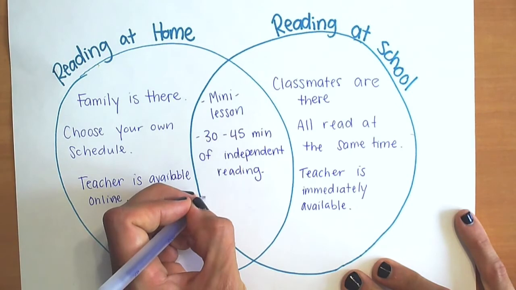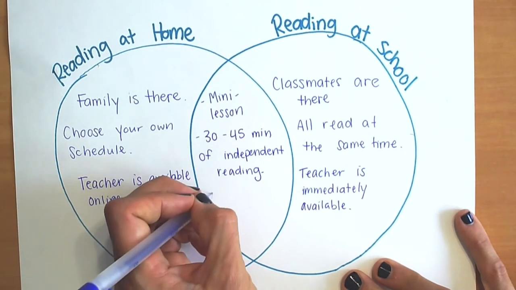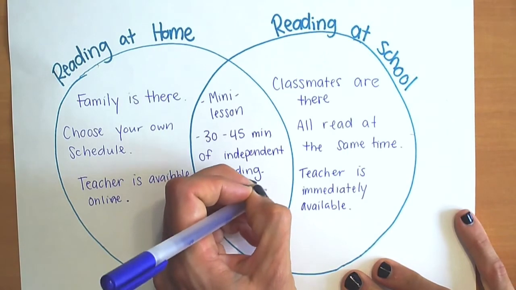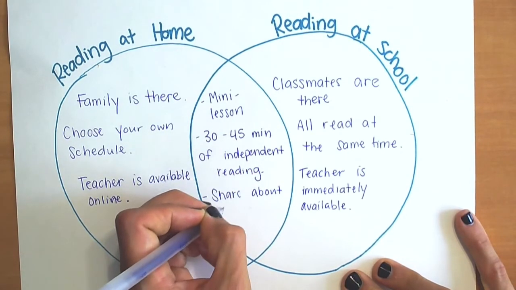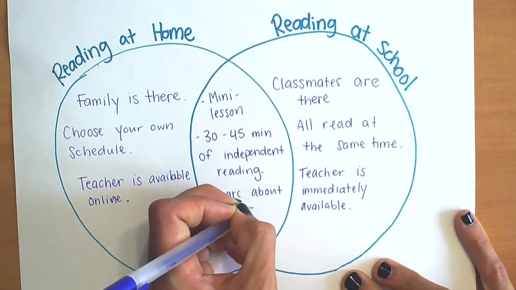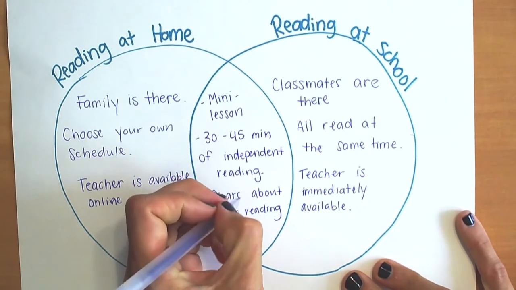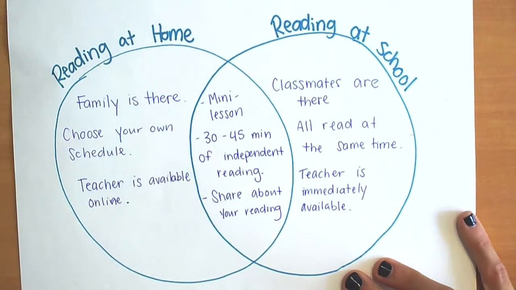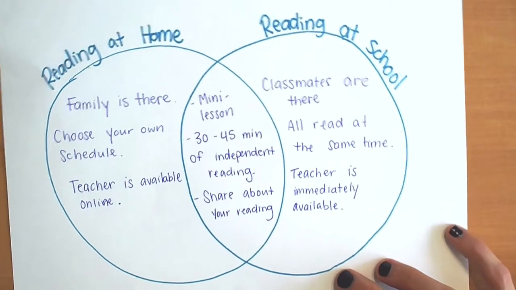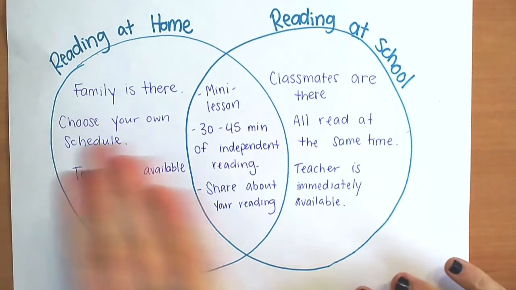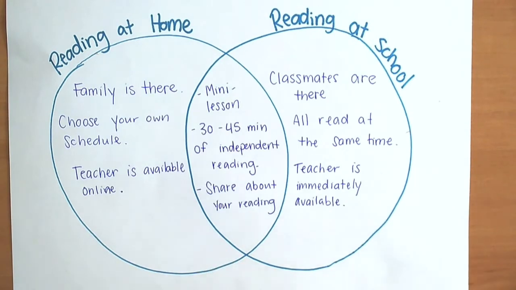And then another thing that's the same is you will talk about your reading. You will share things about your reading. Sharing about your reading is so important. So in the school, we would do that in like a little circle time discussion or in partners. And since you're at home, we will find other ways to do that. Okay? So there are some ways that it's different, but there are also some ways that it is the same.